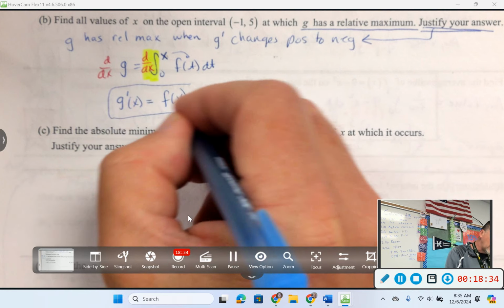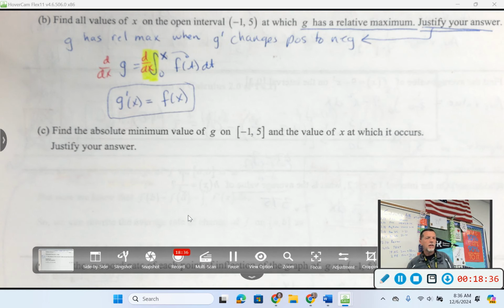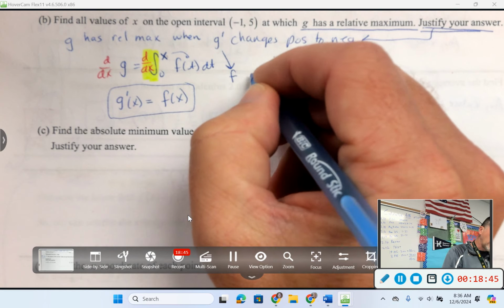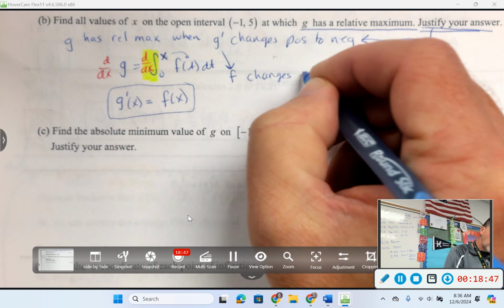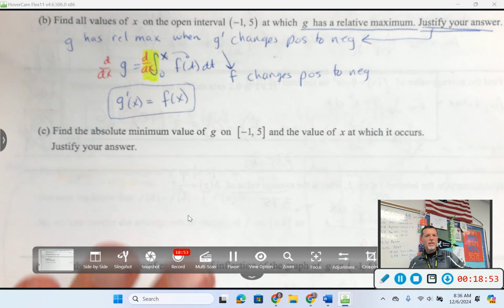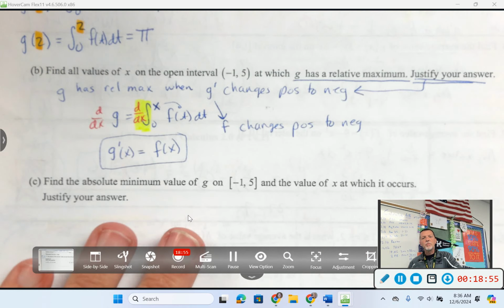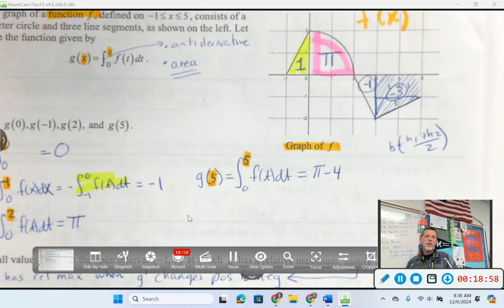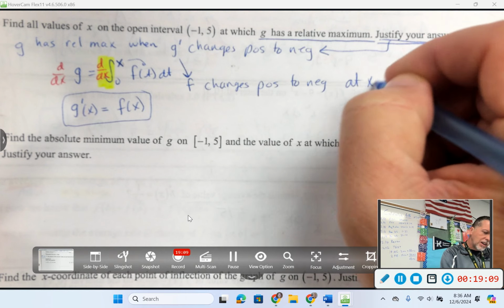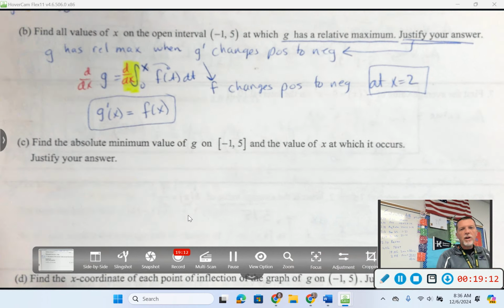So that is a big deal for this problem. So where G prime changes positive to negative, that means where F changes positive to negative. Because G prime is F. Okay, well now this problem just got real easy. So where does F change from positive to negative? At 2. Be careful, not the slope of F, just the value of F at x equals 2 changes from positive to negative.